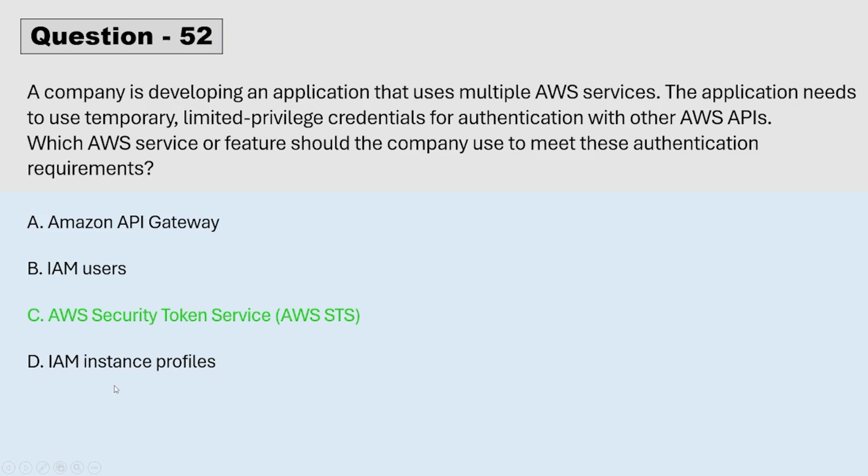Now, what about an IAM instance profile? IAM instance profiles are used for providing AWS Identity and Access Management roles to EC2 instances. While they are related to IAM roles, they are specific to EC2 instances and may not be suitable for non-EC2 services in this scenario. AWS STS is the more generic and flexible solution for the temporary credential requirement. We have discussed that IAM instance profiles are EC2 instance specific, IAM users are for long-term authentication, and Amazon API Gateway is totally for a different thing.